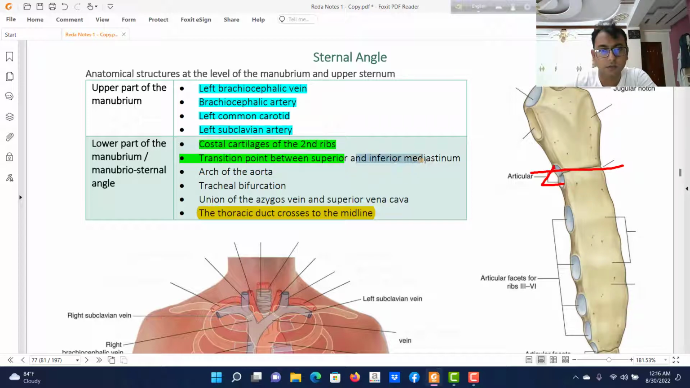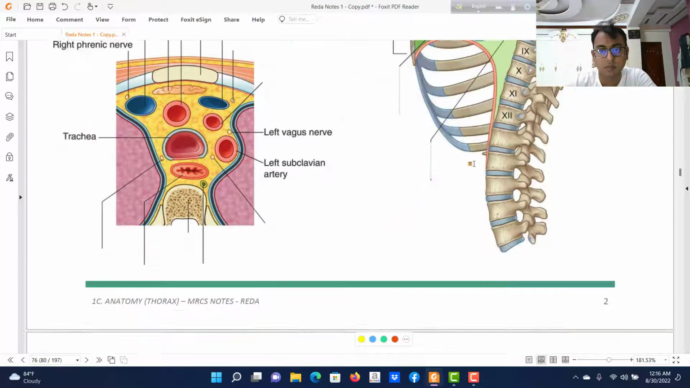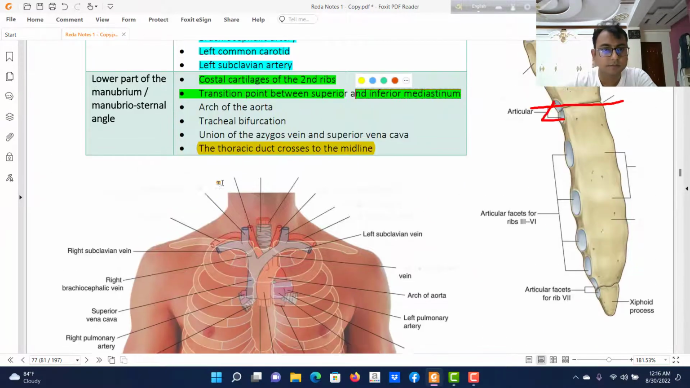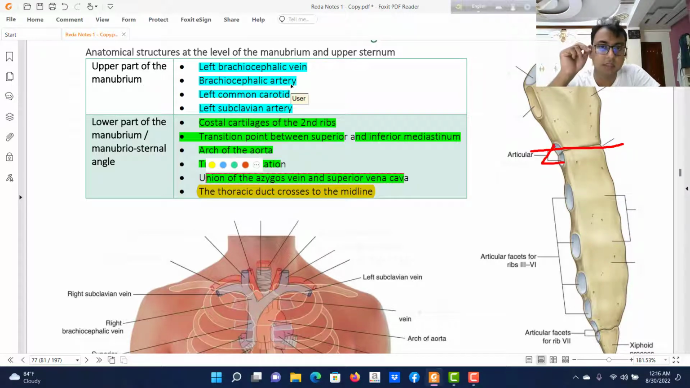And the lower part, in this region, is the costal cartilage of the second ribs, the transition point between the superior and inferior mediastinum. This is the oblique line; above it is the superior mediastinum, below it the inferior mediastinum. The inferior mediastinum contains three parts: anterior, middle, and posterior. At this level, the lower part of the arch of the aorta, tracheal bifurcation occurs, and the azygos vein drains into the superior vena cava. The thoracic duct crosses the midline.